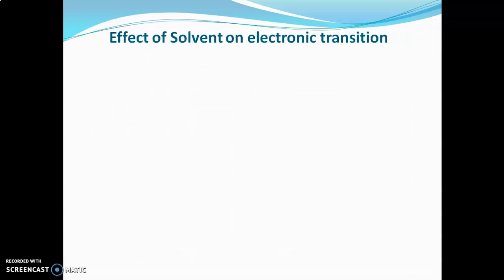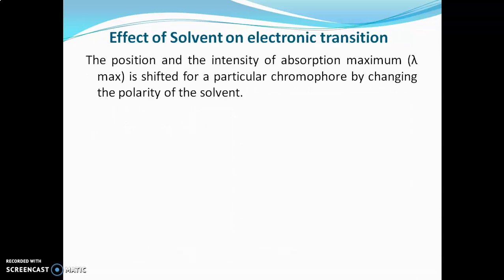Effect of solvent on electronic transition. The position and the intensity of absorption maxima are shifted for a particular chromophore by changing the polarity of the solvent. That means a particular chromophore can be affected if we change the solvent.